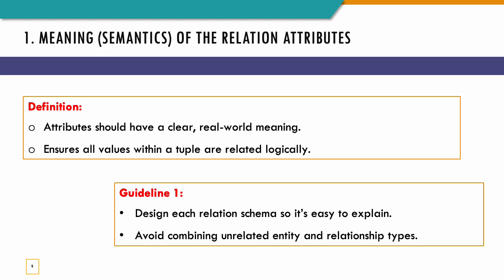So we have some guidelines for the first. When designing a relation schema or the table structure, you need to make sure it's easy to explain to others. And its schema should represent a single coherent entity or relationship type rather than combining unrelated concepts.